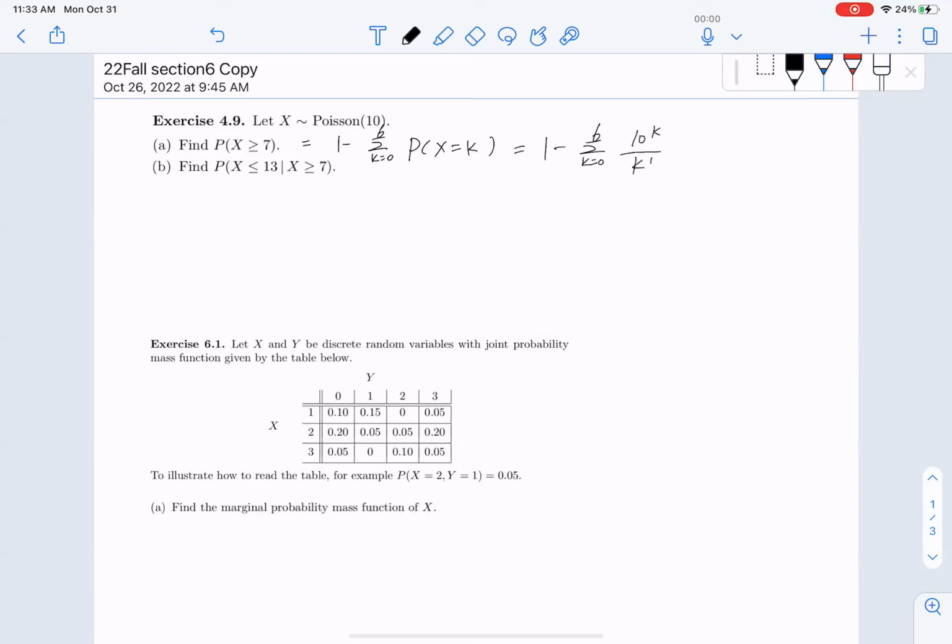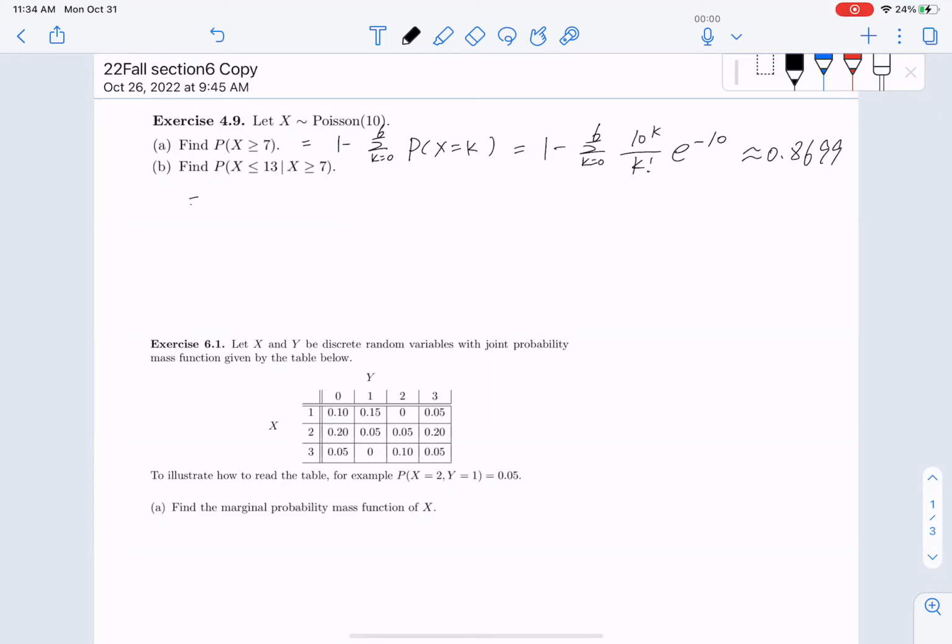10^k over k factorial times e^-10, which is about 0.8699. Okay, so here I choose this way. I take 1 minus the sum for k from 0 to 6, but you can also just take the sum of x equal to 7, 8, 9, and 10. Just depends on which way you think is more convenient.